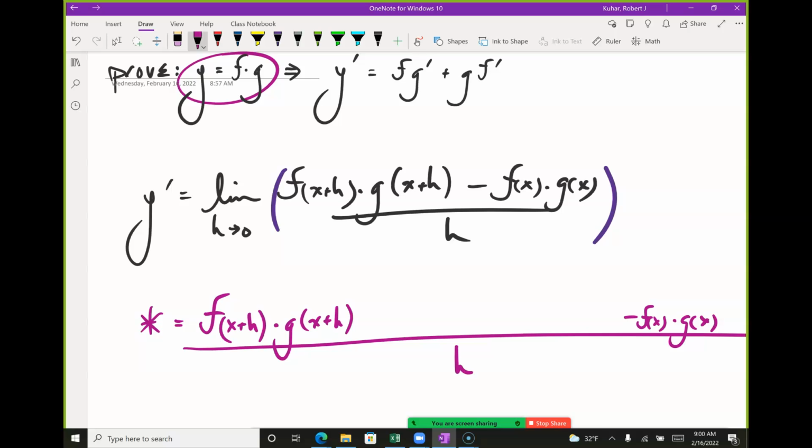So I'm going to add 0. And the 0 I'm going to add is minus f of x times g of x plus h. So I'm going to add it and subtract it. Right, so I've added 0.